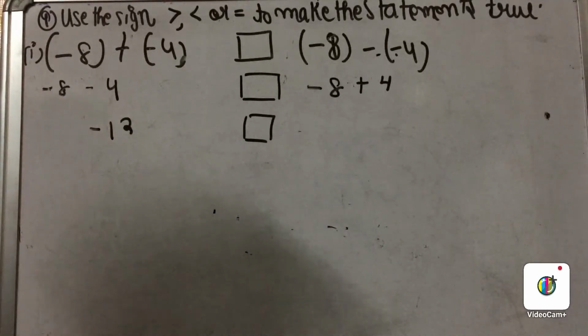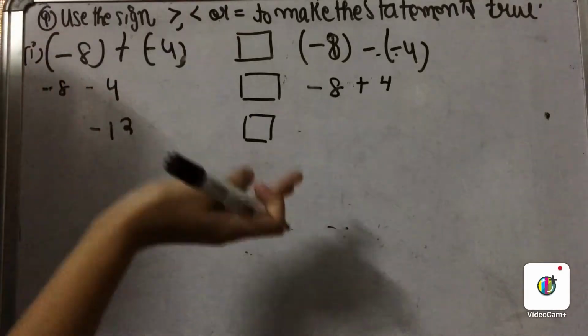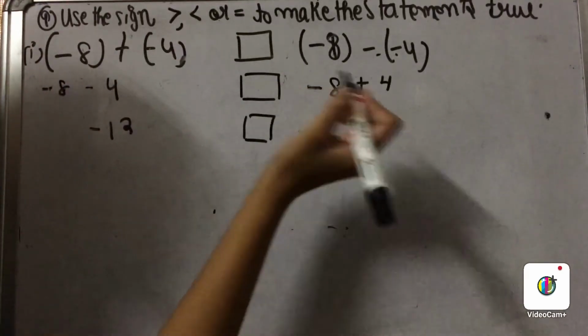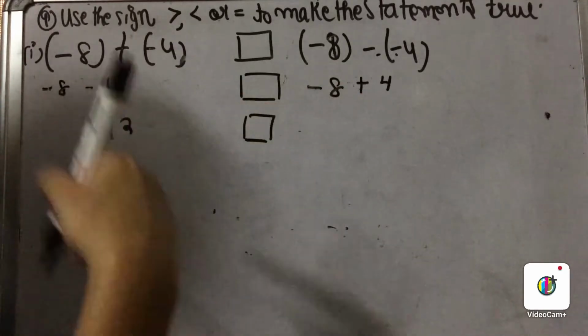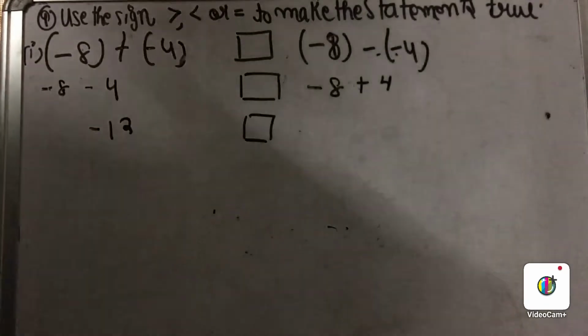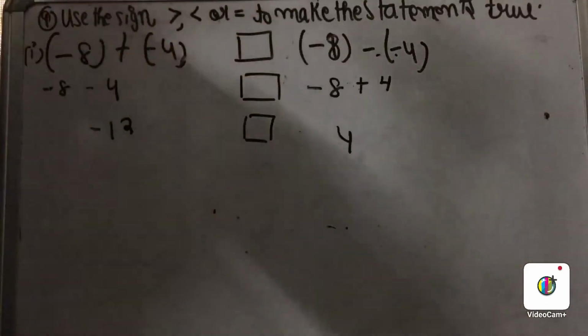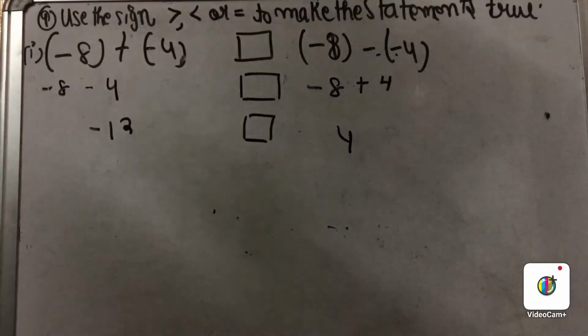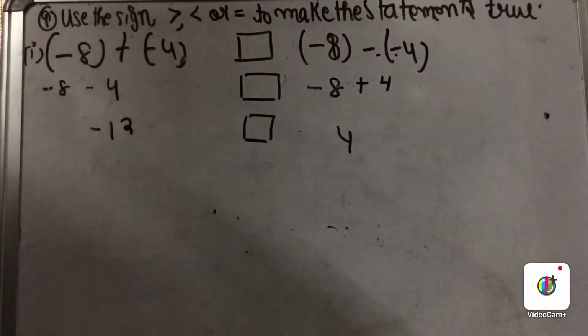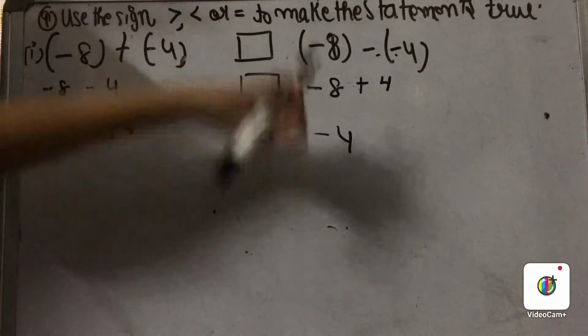And now if we talk about the right hand side, what is on the right hand side? Plus minus is minus. So what is 8 minus 4? 8 minus 4 is 4. And now which one is bigger, 8 or 4? Obviously 8 is bigger, and the sign in front of 8 is minus, so it will be minus 4.